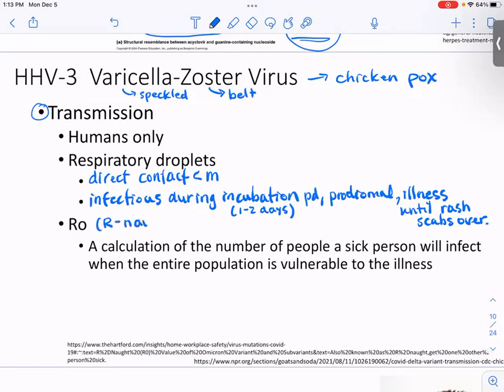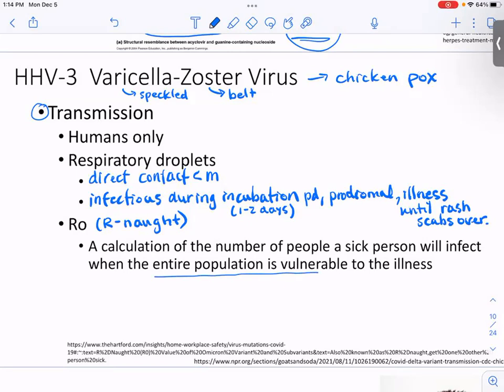So this is how we pronounce this, R0. And this is a way that we express the transmissibility of an illness. This is a calculation that can be made, taking many different things into account. A calculation of the number of people that one sick person is likely to make sick. Okay, and it assumes, though, that the entire population is vulnerable. So that's what makes this confusing and what makes it difficult to nail this down exactly, and why you read different things.